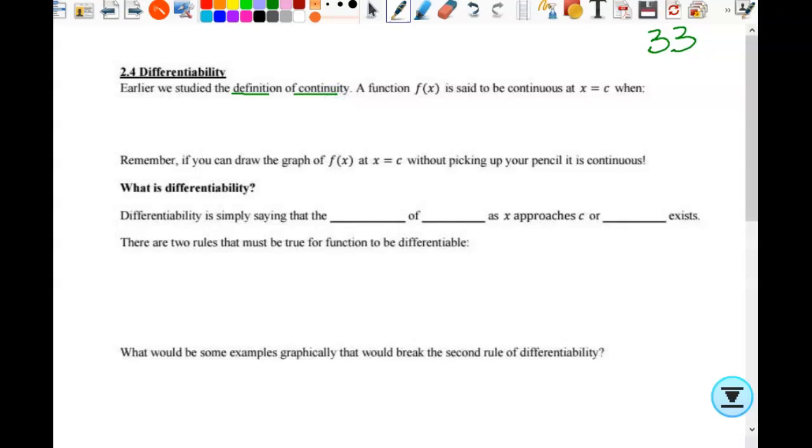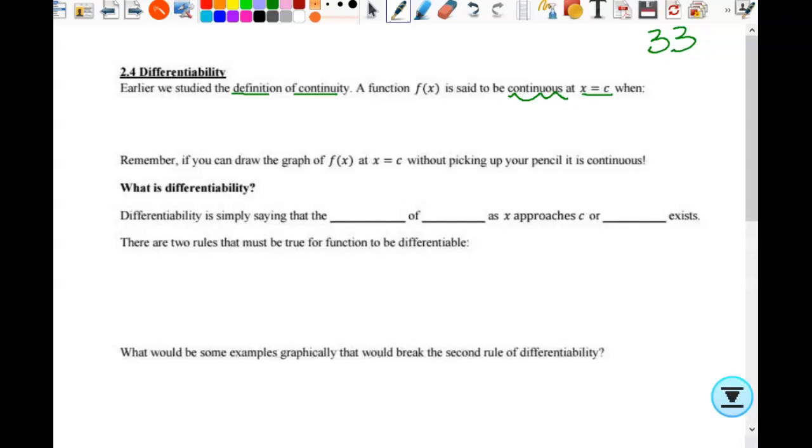So a function f of x is said to be continuous at, and I think yours has "at" and "x" printed on top of each other. Yeah, so it should say at x equals c. Okay.